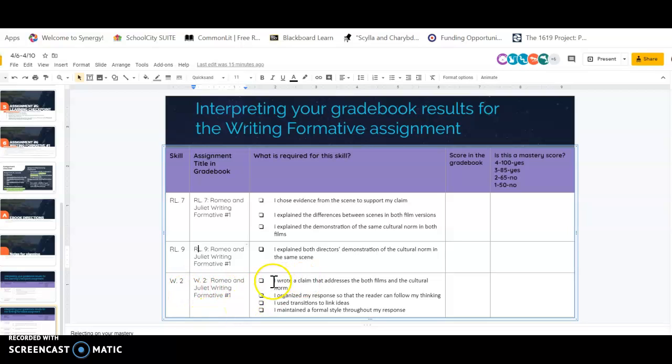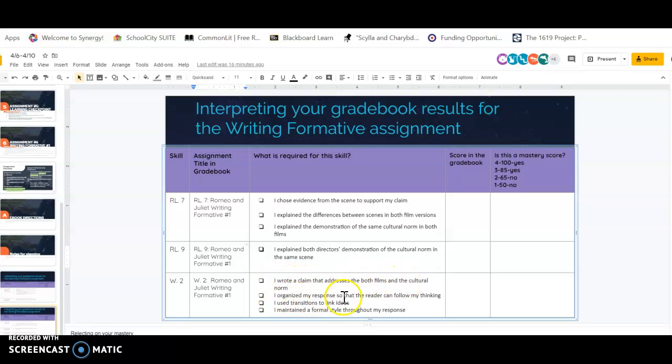And then I'm going to see, of these 4 criteria, which ones did I do and which ones did I not do. So maybe you wrote a claim, but maybe that claim didn't address both films and the cultural norm. Maybe it addressed both films and not the cultural norm. Or maybe it talked about the cultural norm, but didn't talk about the films. So just because you wrote a claim, that doesn't mean you met the criteria. So you need to make sure that you 100% did this one.